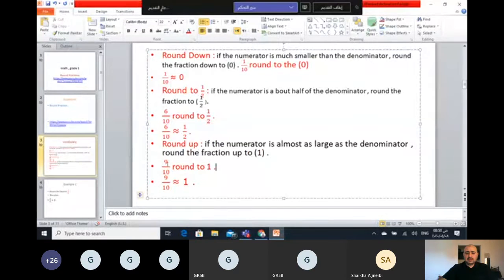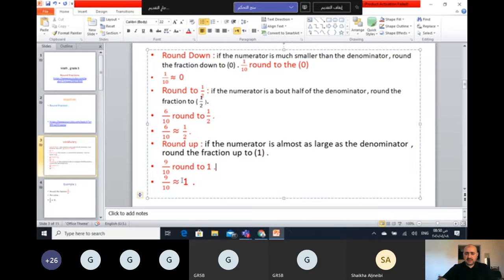Why? Because the numerator is very close to the denominator. So round the fraction here to 1. So I can write 9 over 10 is close to 1, or approximately 1, or rounds to 1.